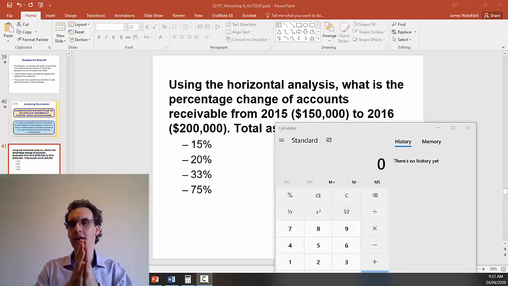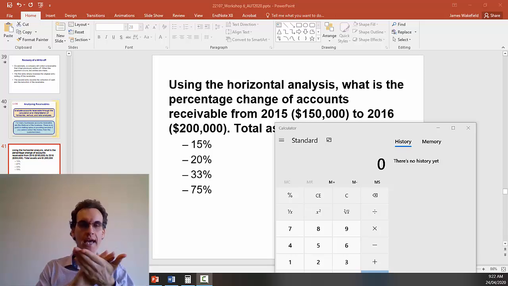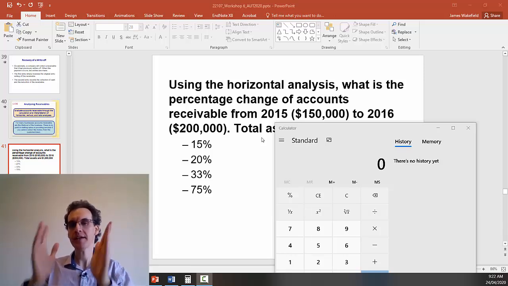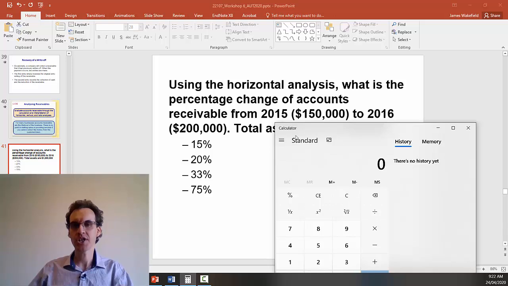Well, remember here we're looking at horizontal analysis, which is looking at change across time. That's why it's horizontal, across the horizon. We're interested in the change from 2015 to 2016. So if we look at that here, we can see that the base year was $150,000 in accounts receivable, and the following year had $200,000 in accounts receivable. So obviously it's increased by $50,000 from 2015 to 2016.